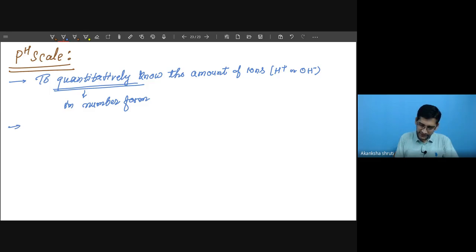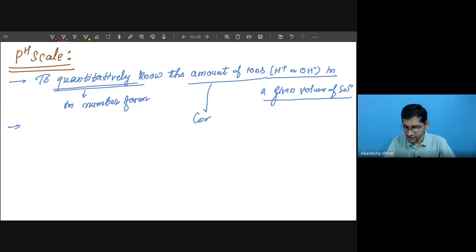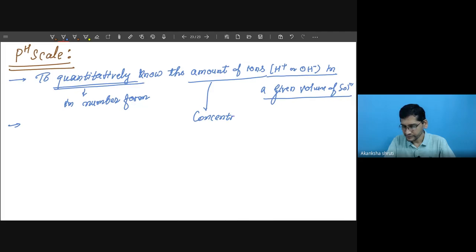This scale basically measures the amount of ions in a given volume of solution. In class 9th we even learned that in a given volume of solution, the amount of solute gives us the concentration. So this amount is expressing concentration. Higher the concentration, more the strength.